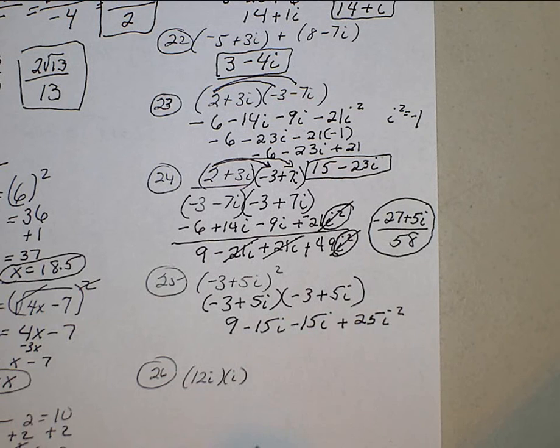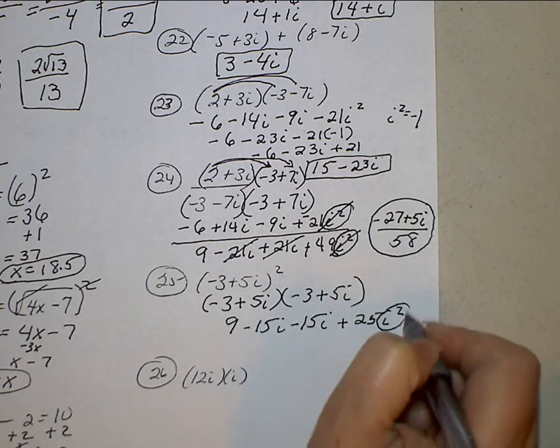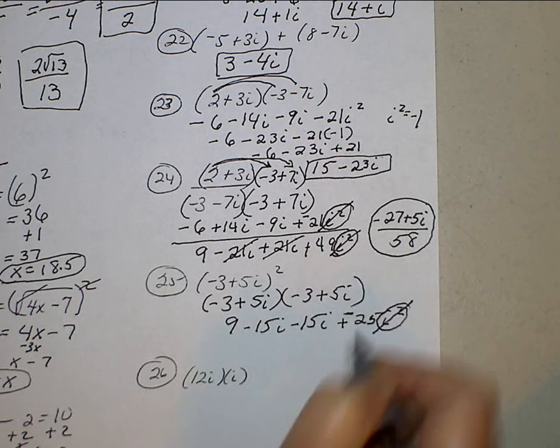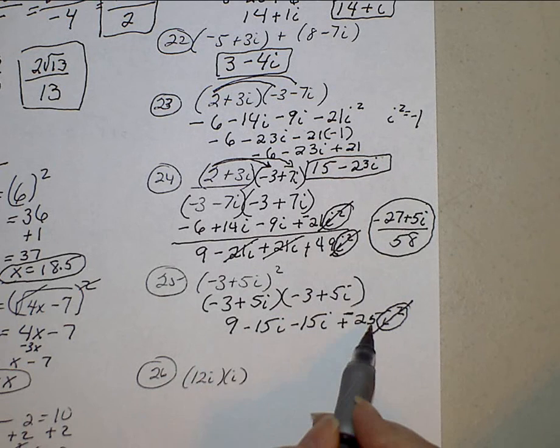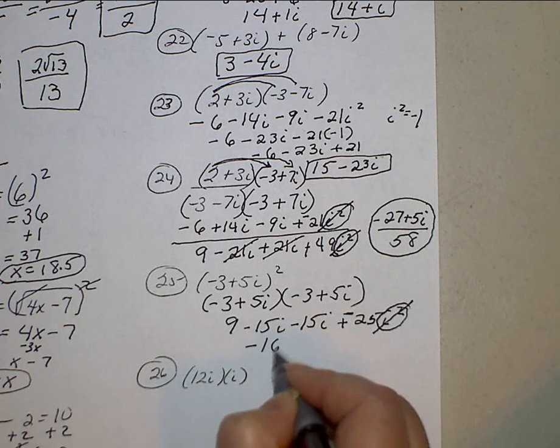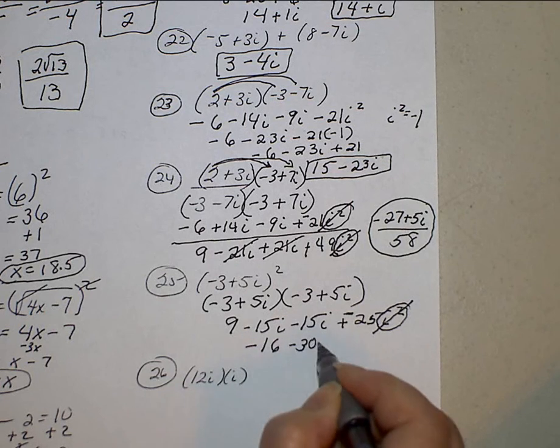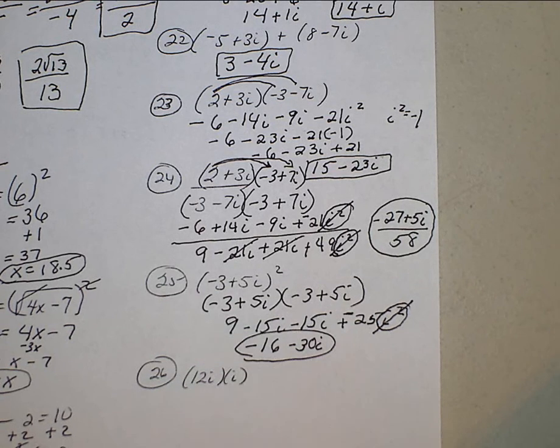Again, remember, what is this? i squared is a negative 1. So 25 times negative 1 is a negative 25. 9 minus 25 is negative 16. Negative 15i and a negative 15i is a negative 30i. And that's our answer. Almost last, we have 12i times i is 12i squared. i squared again is negative 1, so our answer is negative 12.